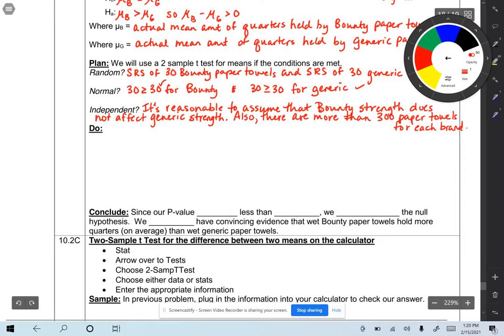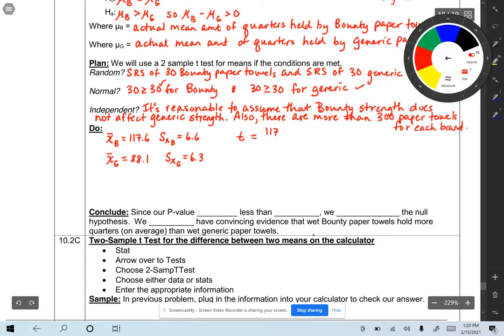All right, now for the do portion. And notice none of the statistics are given to you, but these are already in my list 1 and list 2. And so I found the sample mean for Bounty, and it was 117.6. And the sample standard deviation of Bounty is 6.6. The sample mean of the generic was 88.1, and the sample standard deviation for the generic is 6.3.